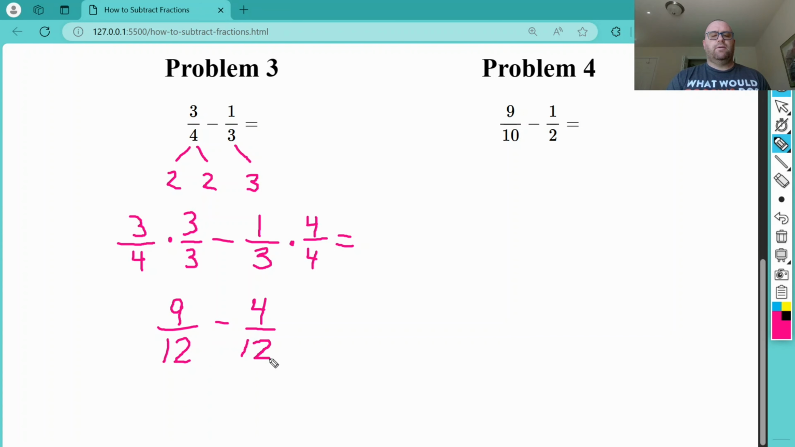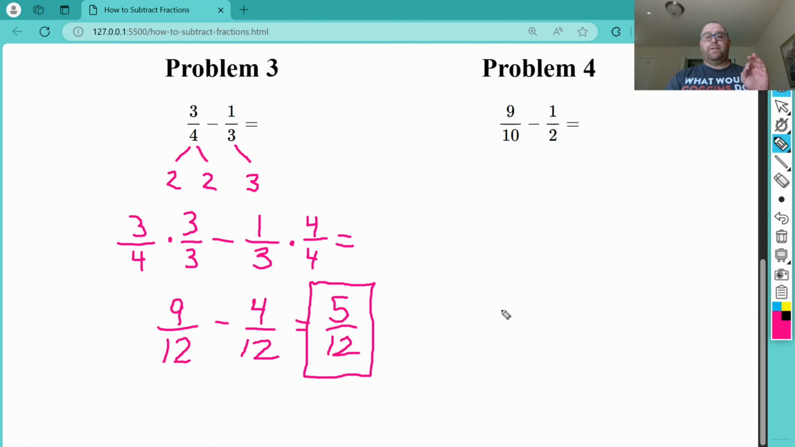Now, if we could simplify this, we would. Like, for instance, if we had 6 12ths here, say it was 9 12ths minus 3 12ths, then at that point both the top and the bottom would be divisible by 6, and we could simplify it to 1/2. But the only thing we can divide out of both 5 and 12 is 1. So in that case, we just leave it as 5 12ths. If we can divide a number out from the top and the bottom that's greater than 1, then we'll simplify it. Okay, next one, we have 9/10 minus 1/2.